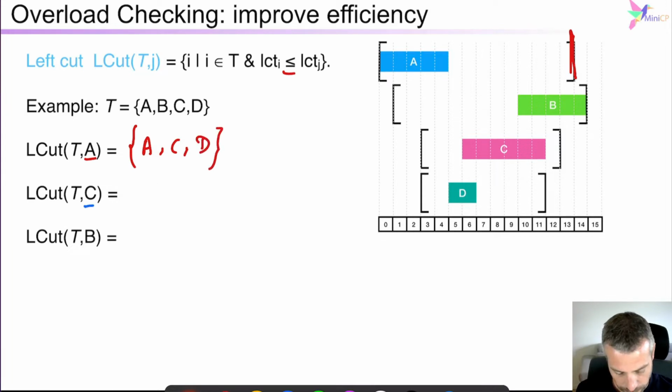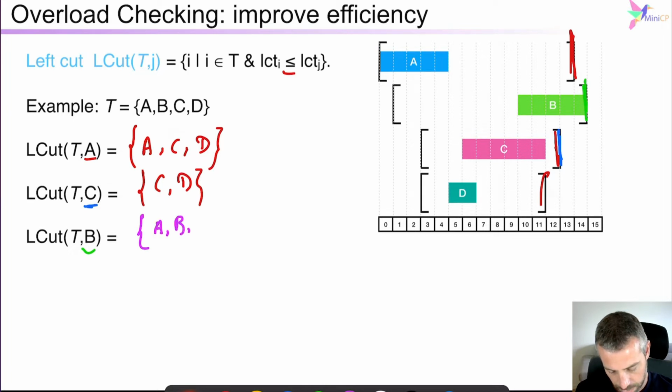What about for that one? You take again the latest completion time there, and the one that is before is, of course, C itself, but you also have the activity D, right? Because this was before this. What about the latest completion time of B? It's here, and clearly all the activities have a latest completion time less than or equal to the one of B, which means they are all part of the left cut of the activity B. That's for the left cut.